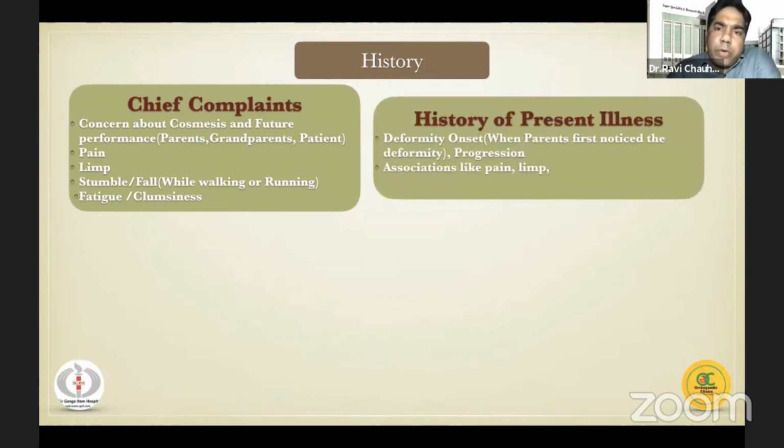Chief complaint elaboration is followed by the history of present illness. In the history of present illness, basically we elaborate these chief complaints, out of which deformity is most important. So we should inquire about the onset, when the parents first noticed the deformity, and how the deformity has progressed, whether it is progressive or not, and whether it is associated with other features like pain, limp, clumsiness, or stumbling, like this.